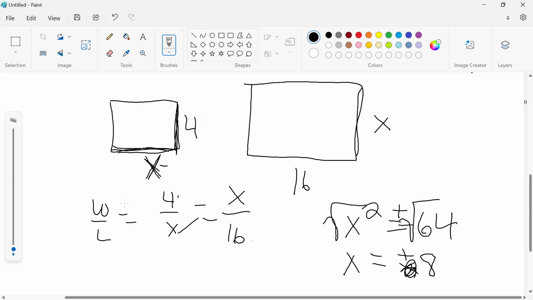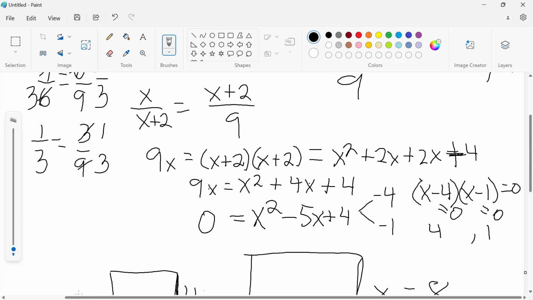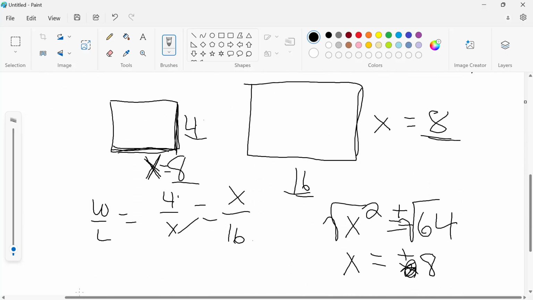So if this is 4, this is 8, and this is 8, this is 16. You can see 4 times 2 is 8, 8 times 2 is 16. So the ratios work out. So there's one example with actual application in comparing similar rectangles where I have to find the quadratic. Down here, x squared equals a constant, and then take the square root of both sides.